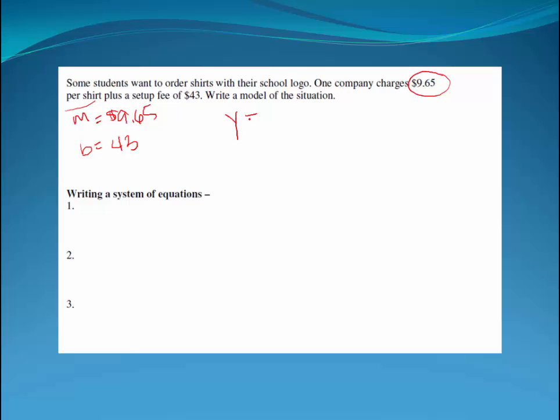So we're going to go y is equal to mx plus b. So you have to recognize what form it's in. Plus 43, it's $43 to start with no matter what. And then after that, it's going to be $9.65 per shirt. So times however many shirts you want to buy.